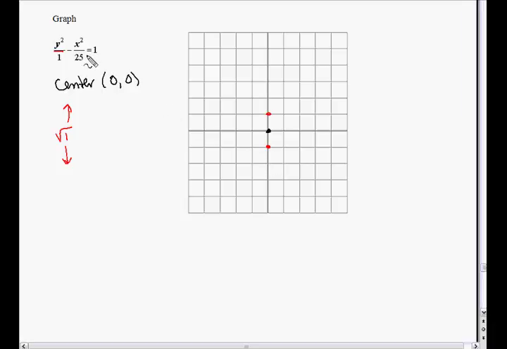Then we'll identify how far we go in the x direction. Since x is divided by 25, that means to the left and to the right, we will go the square root of 25, which is 5.